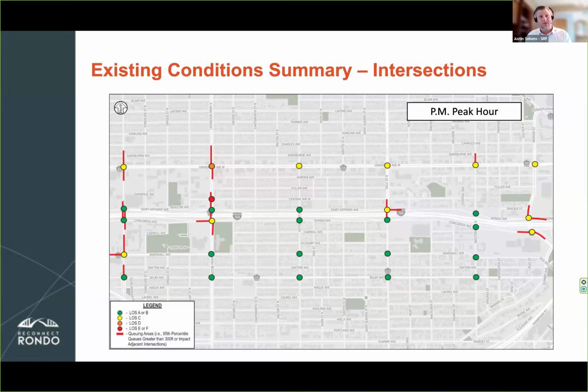AM peak, relatively spread out. Folks are going to work at different times, dropping kids off at school at different times. Whereas the PM peak, everything kind of happens all at once, right? Folks are getting their kids picked up from school, they're running errands, and they're coming home from work more all at the same time. And so typically we see worse operations during the PM peak, and that's what we're seeing here as well within the Rondo community. Next slide, please, Keith.